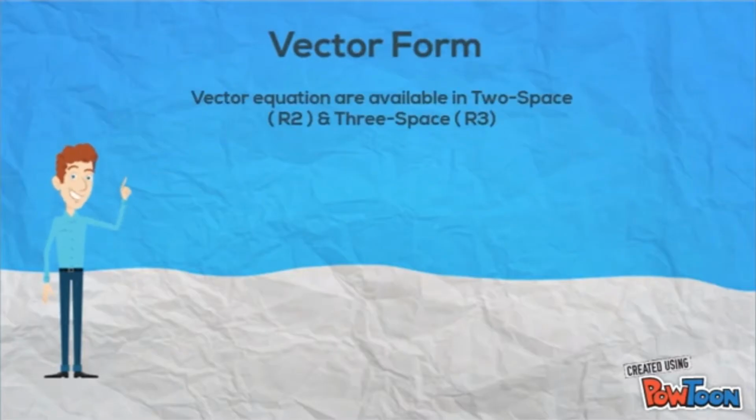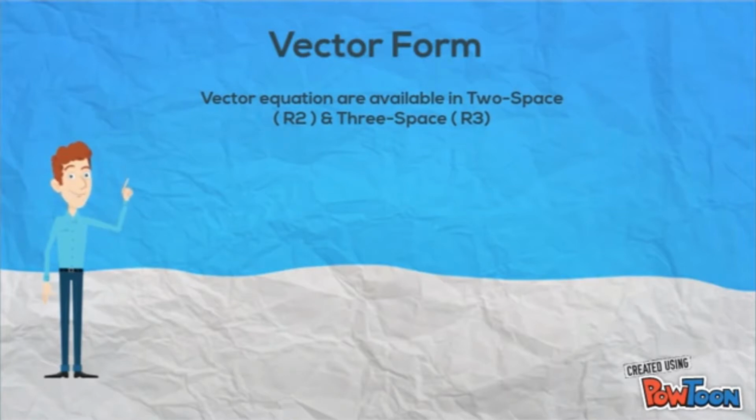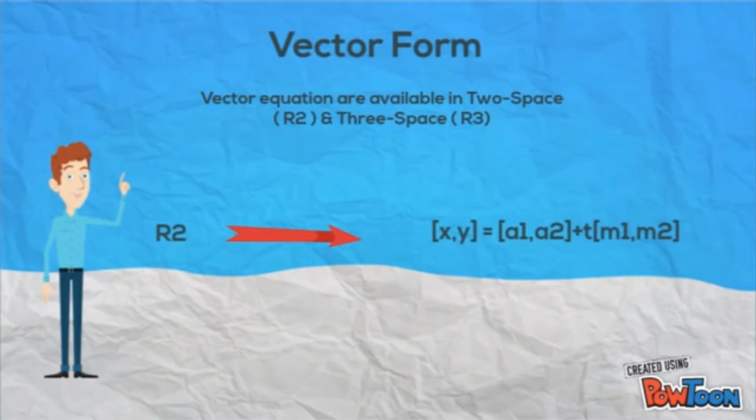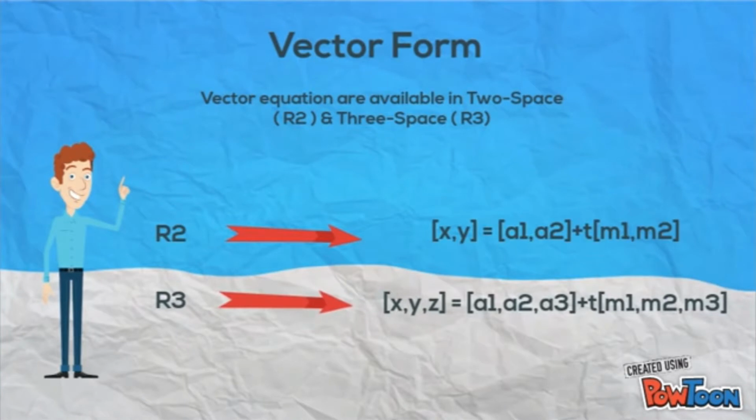The next form is the vector form. The vector form is available in R2 and R3. R2 vector equation will be (x, y) equals (a1, a2) plus t times (m1, m2), and R3 will be the same but with the z-axis.